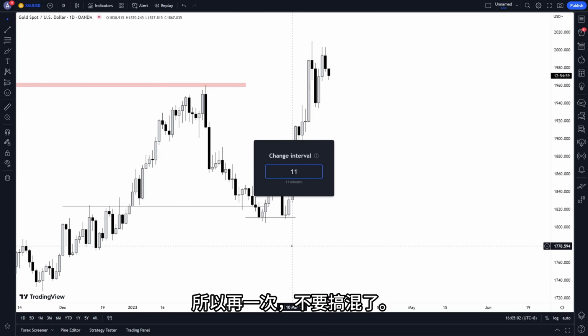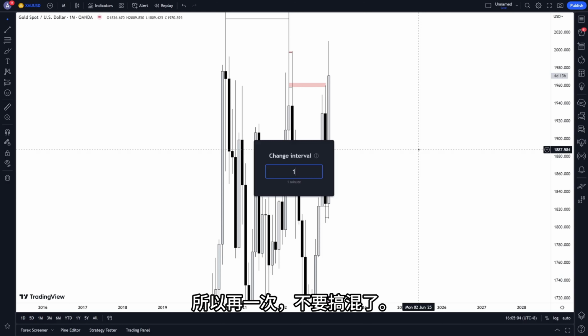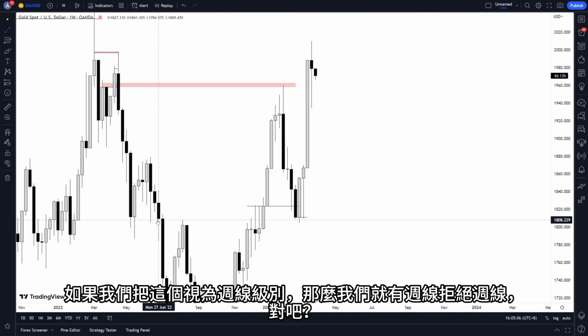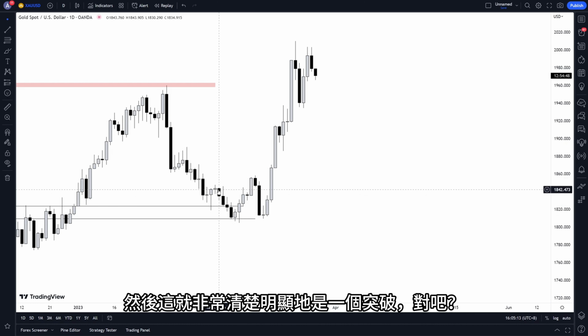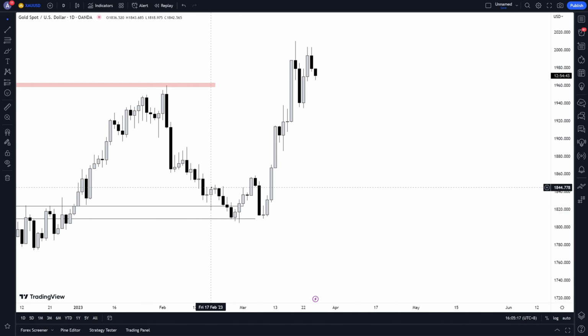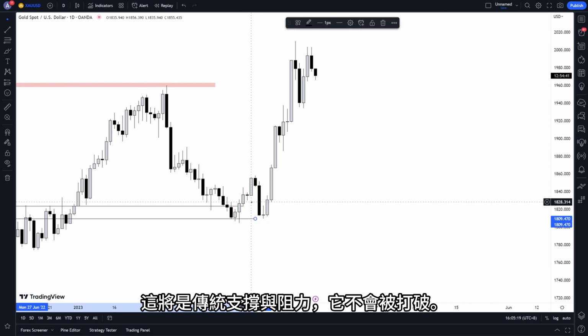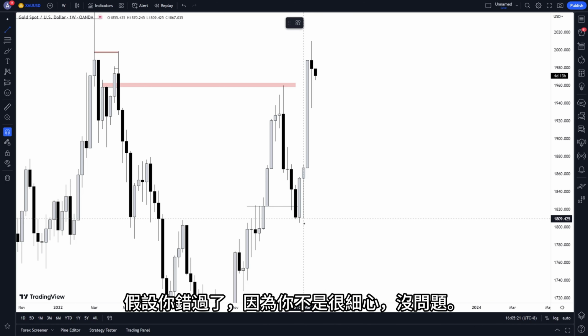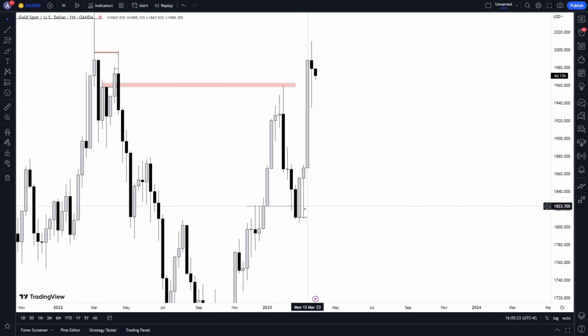Okay, so again, don't get confused. If we consider this to be the weekly, then we have weekly reject weekly, correct? And then it's just very clear and obvious that's the breakout, right? This is the high that formed the low that tapped into weekly, so weekly reject weekly. This is going to be the traditional SNR that gets broken. But let's say you missed that because you're not very observant. No problem. We have ourselves sell by, that's the weekly.